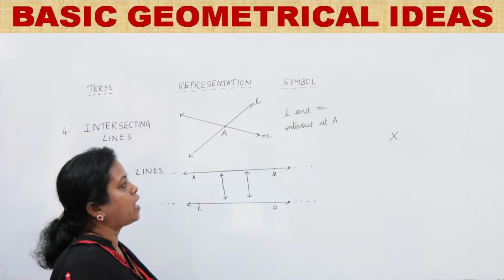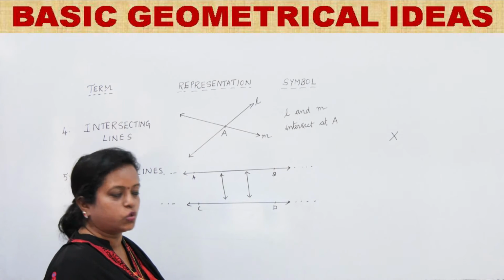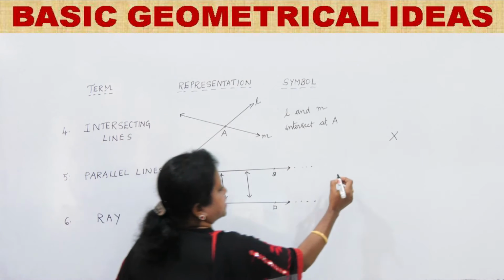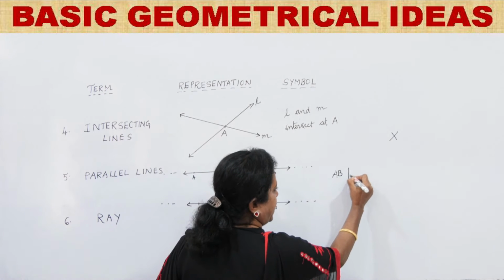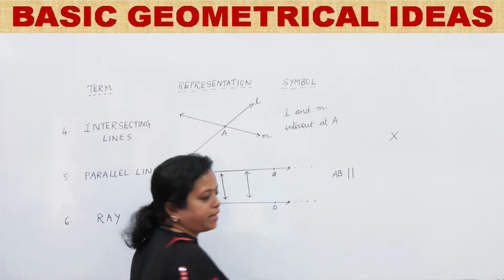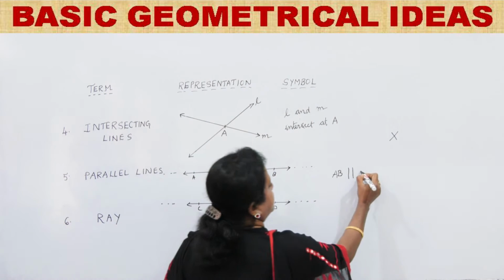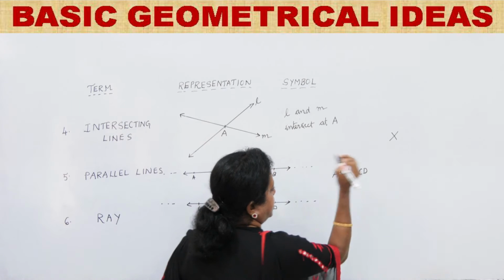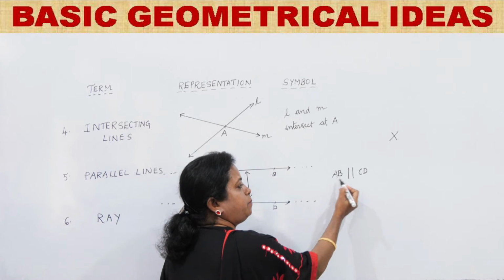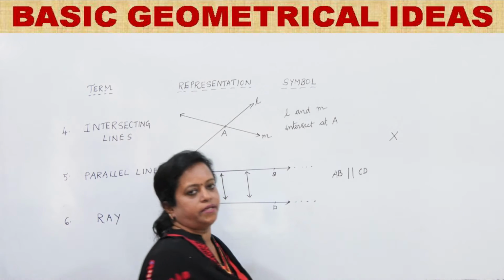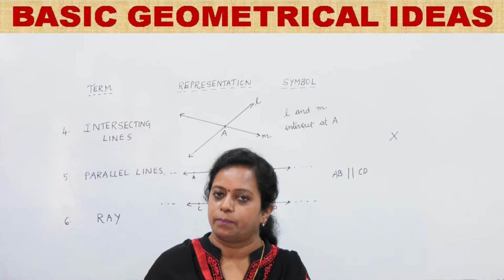Now we'll see how we represent parallel lines using a symbol. What is the name of the first line? It is AB. The symbol used for parallel lines is two vertical lines drawn like this. And the next line we will write CD. Clear? So how do I read this? I read it as AB parallel CD. Hope you are clear with parallel lines.